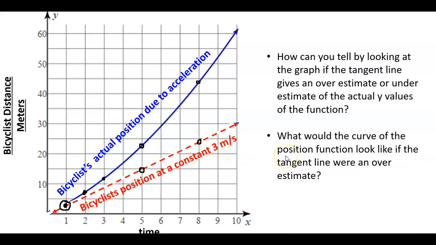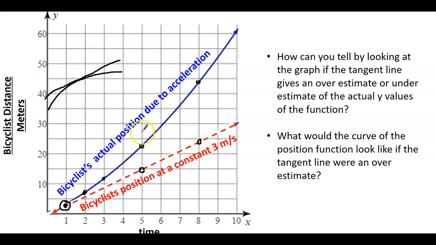What would the curve of the position function look like if the tangent line would be an overestimate? What kind of a curve would have an overestimate tangent line? Can you guys imagine that? An overestimate tangent line would have to have a curve that's bending in a downward direction like that. In that case, your tangent line, which I'm trying to draw here, is kind of hard. There we go. In that case, your tangent line would be above the curve, and that would be an overestimate.